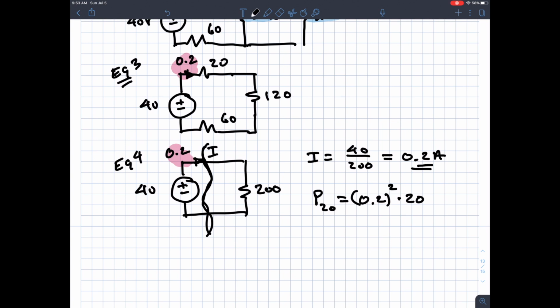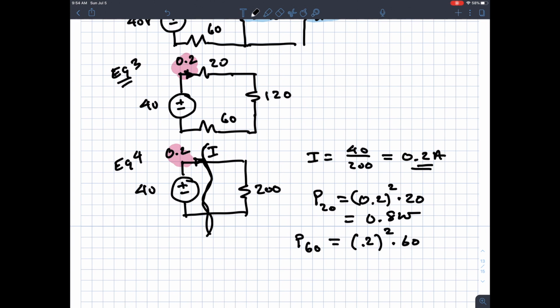Okay, so 0.2 squared times 20, I get 0.8 watts. So there's one of the 7 calculations that I'm trying to make here. I can then get the power in the 60 ohm resistor. I know the current is 0.2, and you multiply by 60.